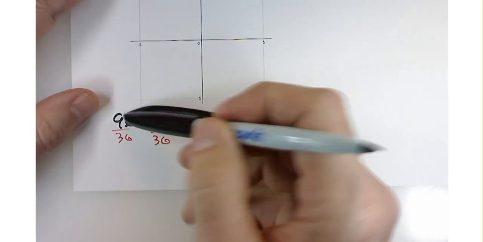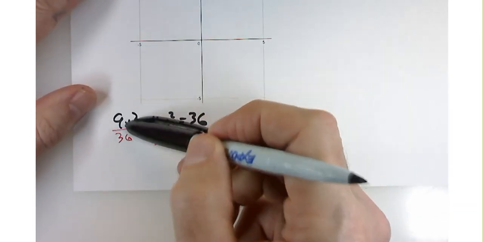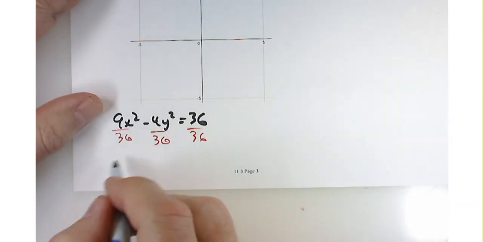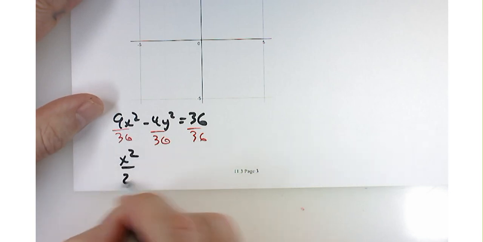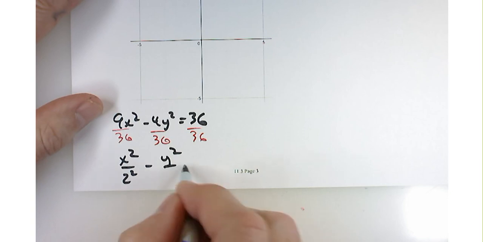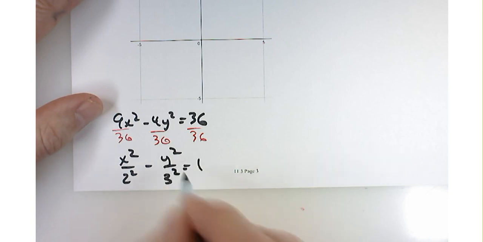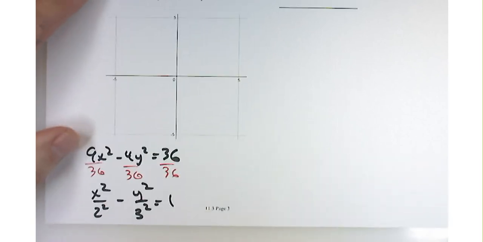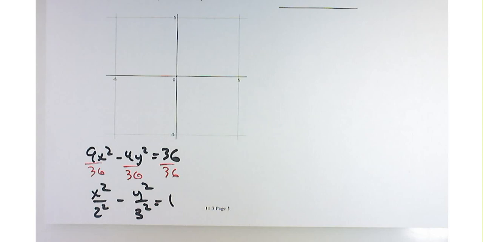And since that's going to be x squared over 4, I'm just going to go ahead and write that as x squared over 2 squared minus y squared over what? Does anyone know? 3 squared. Well done. Great. Thank you so much.